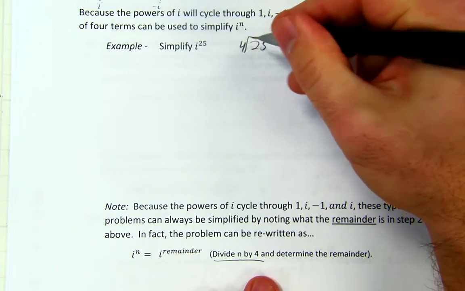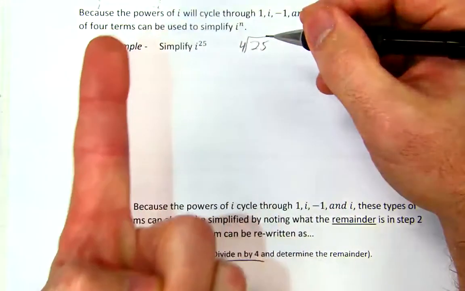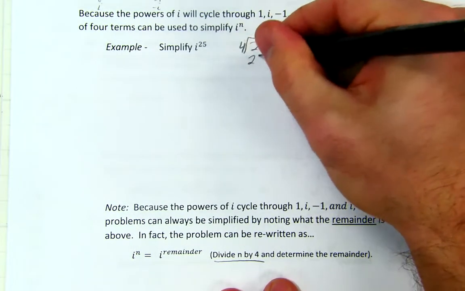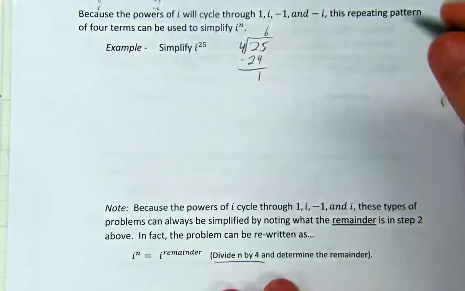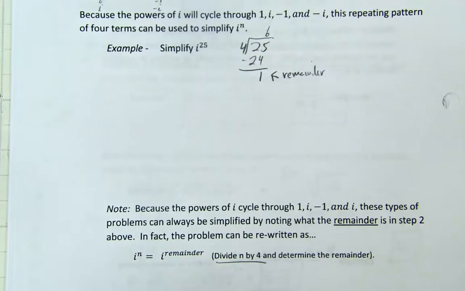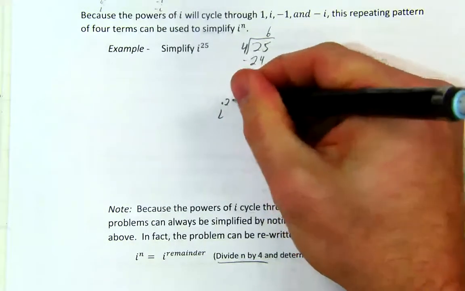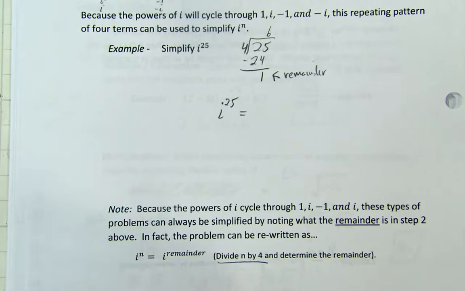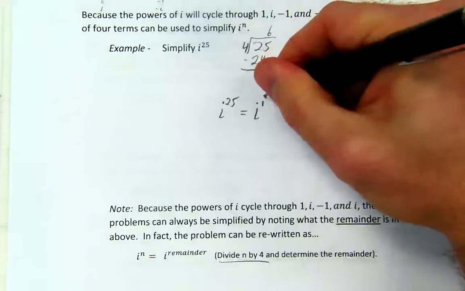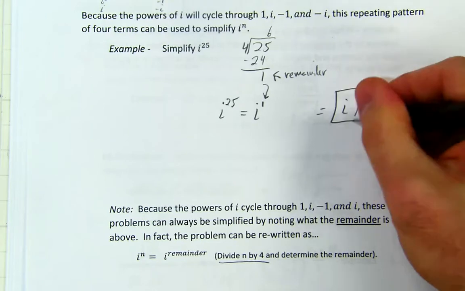Does 4 go into 2? No. Does 4 go into 25? Yes. 4, 8, 12, 16, 20, 24. So it goes in 6 times. Multiply 4 times 6 is 24. Subtract, draw the line, you get a 1. So this is our remainder, remainder 1. What this says is that i to the 25 is literally the same thing as i to the first power, whatever the remainder is. Well, what's i to the first power? It's just i. That's the answer.